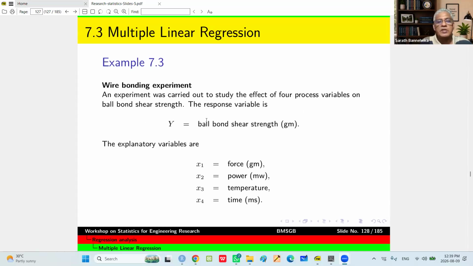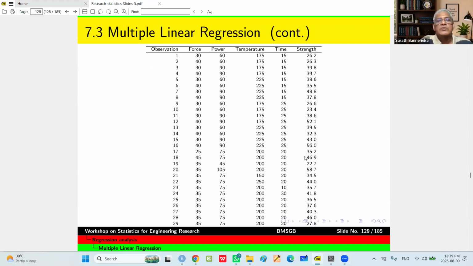This experiment has been carried out at some specific values of x1, x2, x3, and x4. And we have the data like this. So you can see that force has some specific values, 30, 40, 30, 40, 30, 40, and then also 25, 45, and so on. The power and temperature are also, everything is controlled here, right? Time is also measured at specific values.